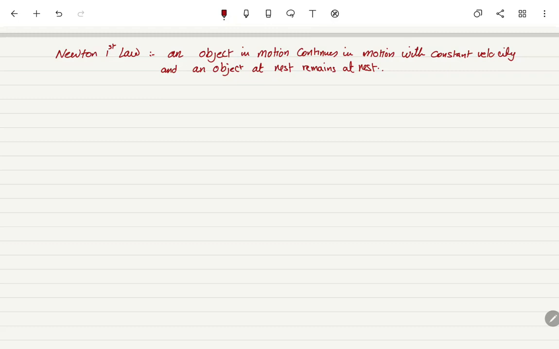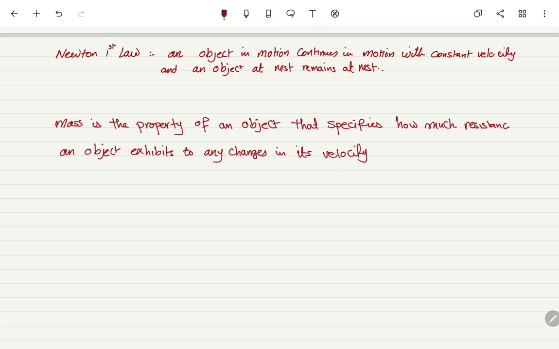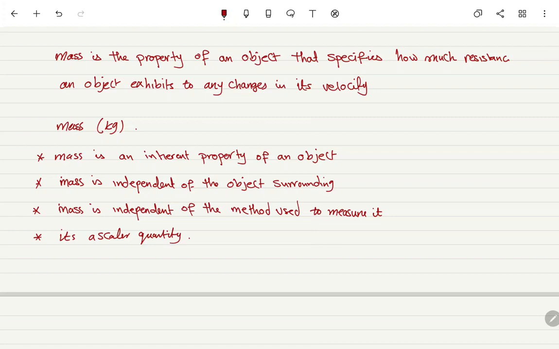Let's define a mass. A mass is a property of an object that specifies how much resistance an object exhibits to any changes in its velocity. Mass is measured in kilogram in SI units. Mass is an inherent property of an object. It's independent of the object's surroundings. It's also independent of the method used to measure it, and most importantly, it's a scalar quantity.